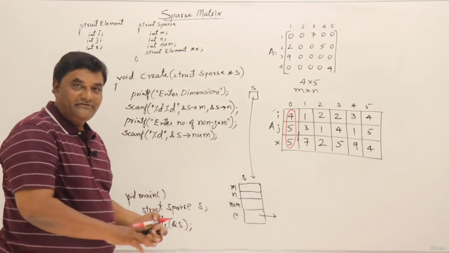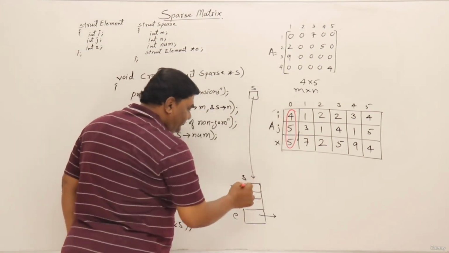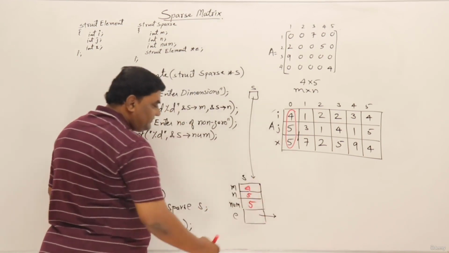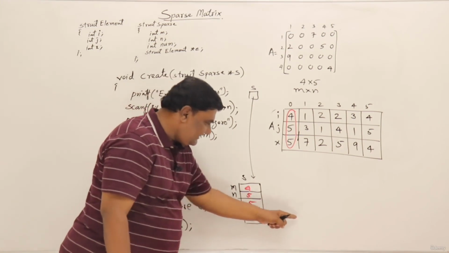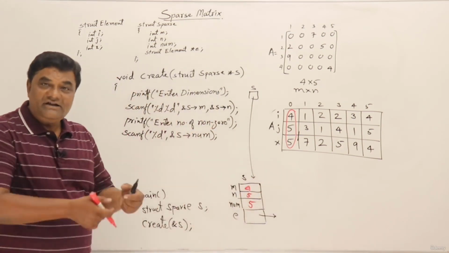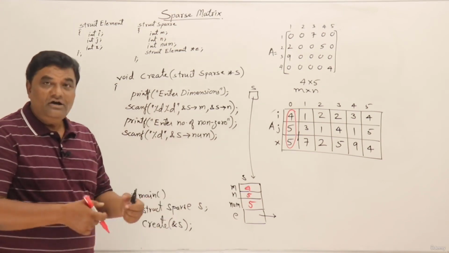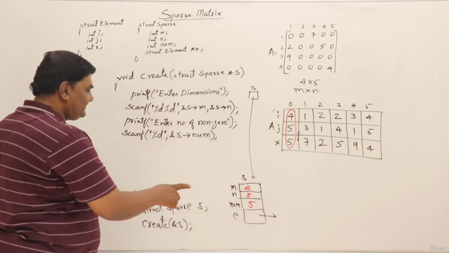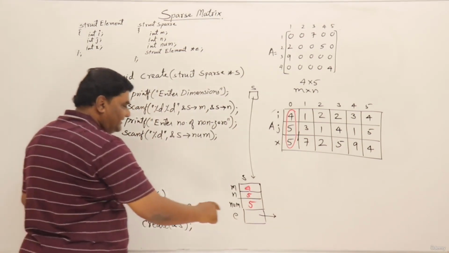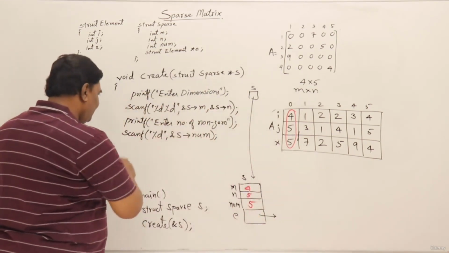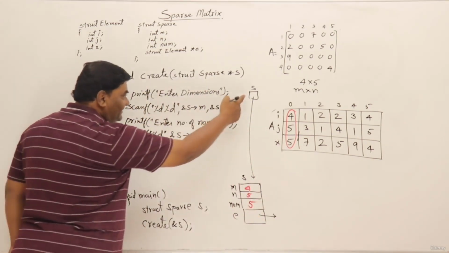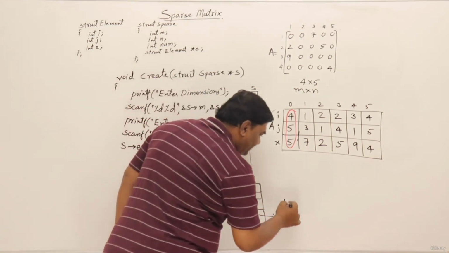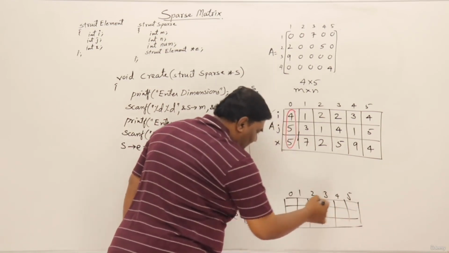Now suppose the values are filled according to this example: 4 is the number of rows, 5 is the number of columns, and 5 is the number of non-zero elements. Then what should be the size of this array? I have to create this array dynamically. I should have an array of those structures of size 5. So let us write S caps E assign: I have to create an array of elements of size 5, and this is pointing there.